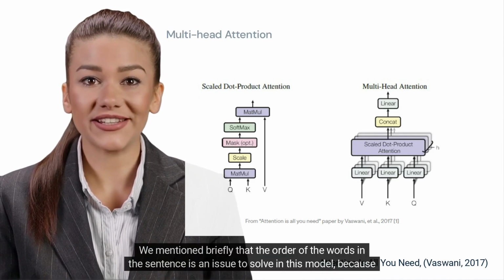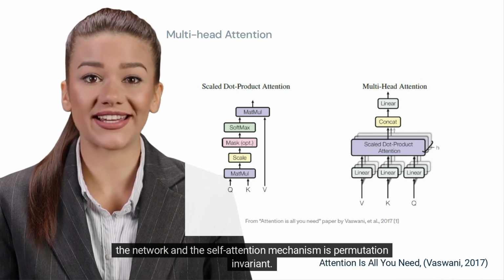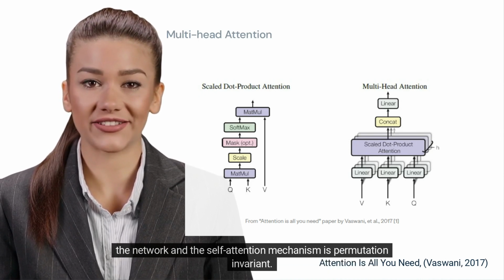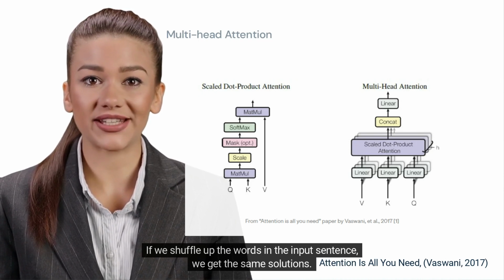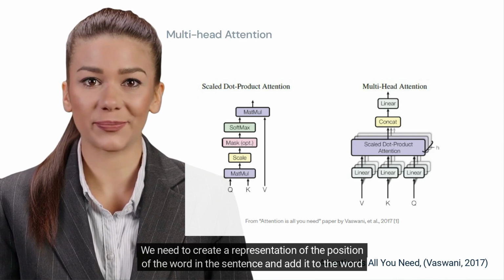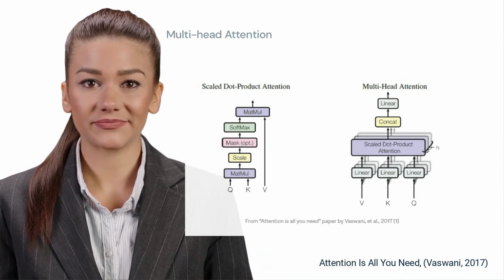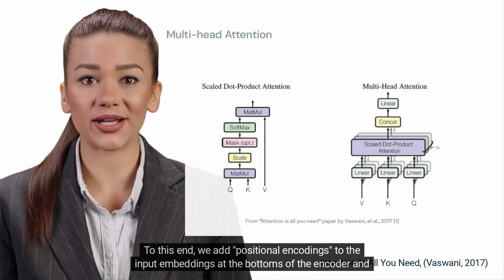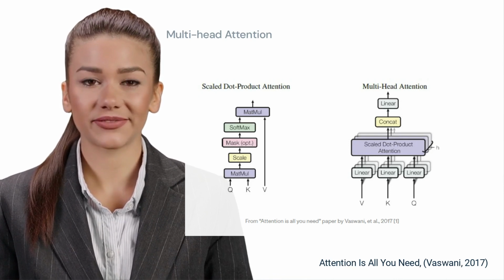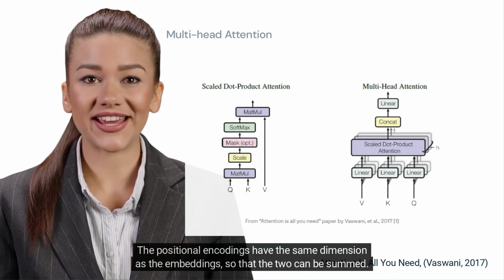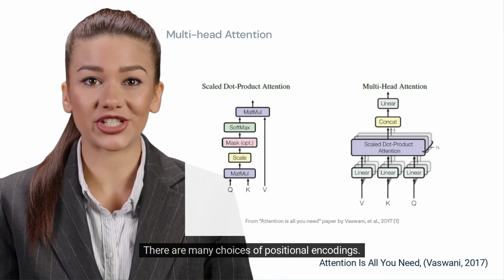We mentioned briefly that the order of the words in the sentence is an issue to solve in this model, because the network and the self-attention mechanism is permutation invariant. If we shuffle up the words in the input sentence, we get the same solutions. We need to create a representation of the position of the word in the sentence and add it to the word embedding. To this end, we add positional encodings to the input embeddings at the bottoms of the encoder and decoder stacks. The positional encodings have the same dimension as the embeddings, so that the two can be summed. There are many choices of positional encodings.